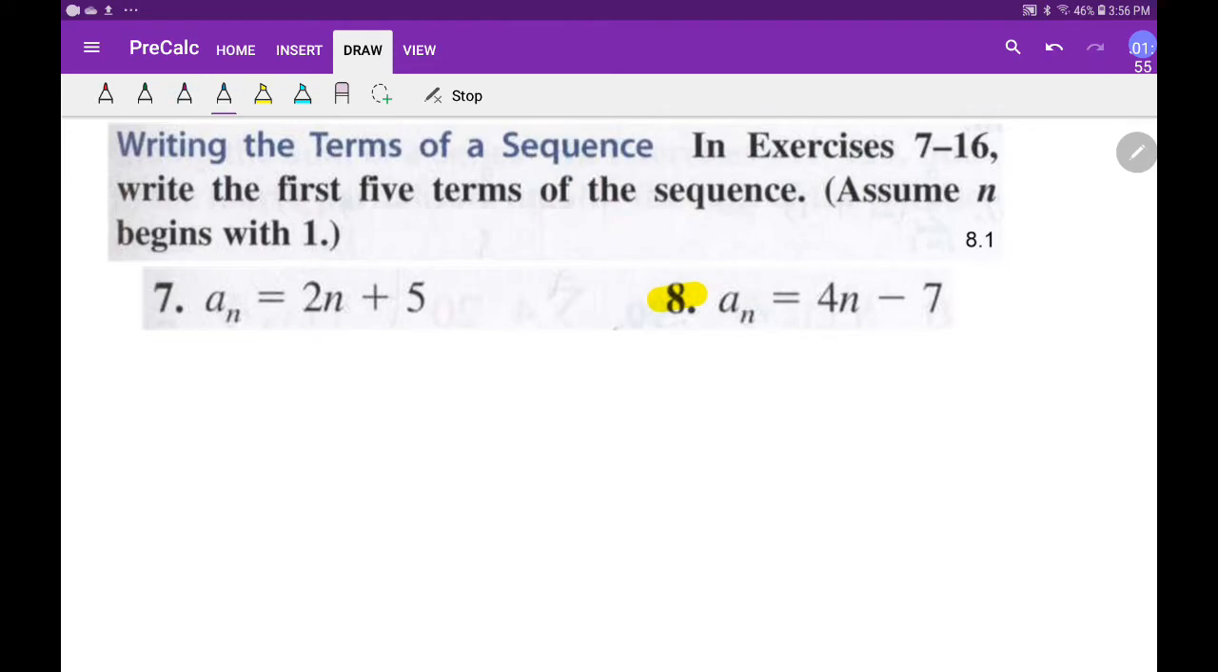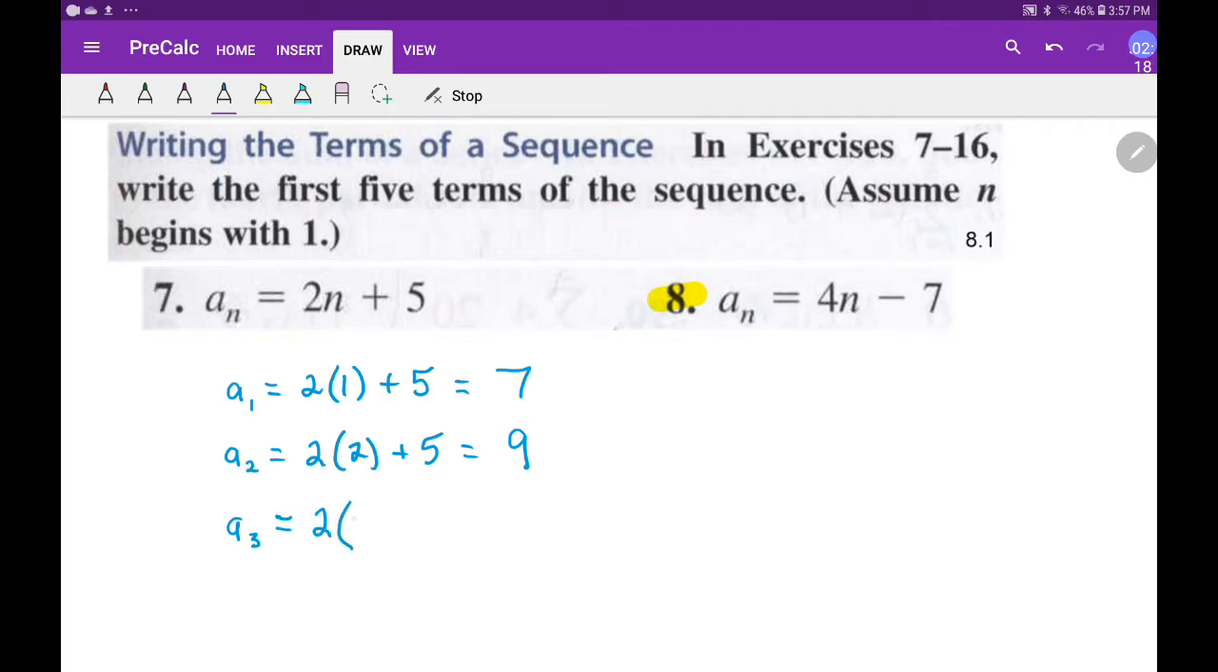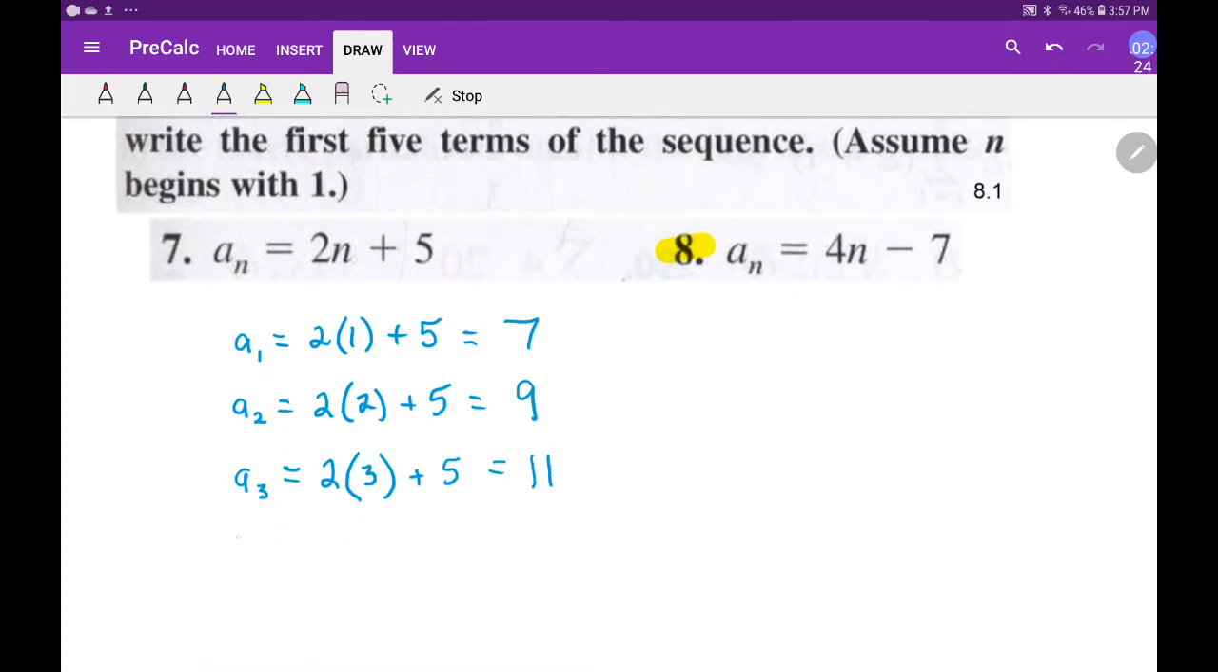So let's see, writing the terms of a sequence, it's just making our list here. And we're going to start with 1. So we would say a sub 1 is equal to 2 times 1 plus 5. Well, that's 7. Well, how about the next term of my sequence? Well, that's 2 times 2 plus 5. That'd be 9. And the third term would be 2 times 3 plus 5. Well, that's 11.